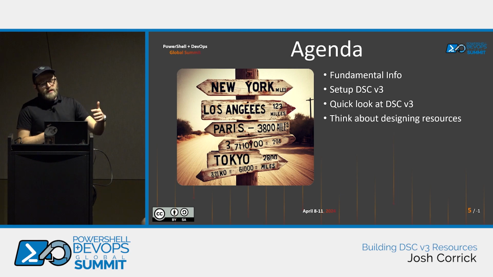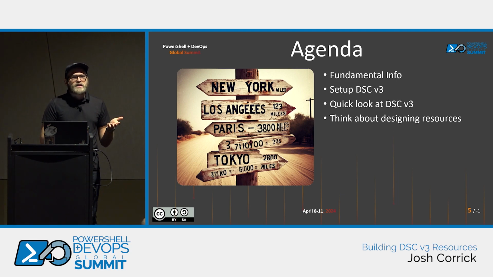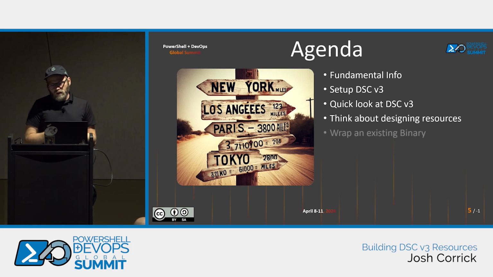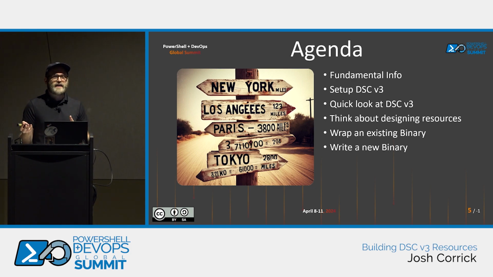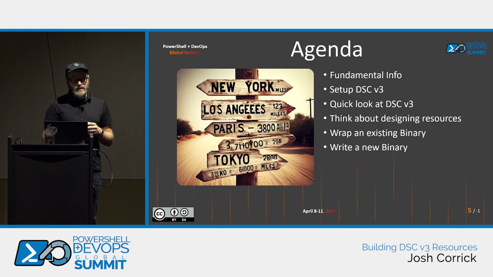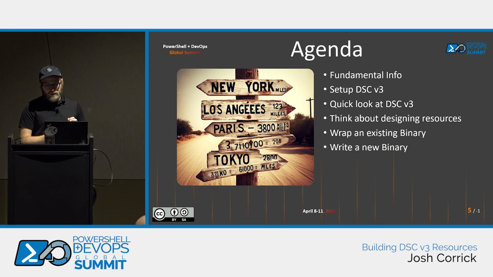And then we're going to think about what it means to design a resource. Those of you who raised your hand that you use DSC heavily in your environment probably have written your own custom version 1, version 2 resources. But v3 resources are quite different. Then we're going to take an example of wrapping an existing binary that we're not writing as a DSC v3 resource. And then we're going to write a new binary that we will then wrap as a DSC v3 resource. Notice here I didn't say anything about PowerShell. Everything here is going to be either managed code or somebody else's managed code. There will be a little bit of PowerShell that we do, but this is not a PowerShell talk.